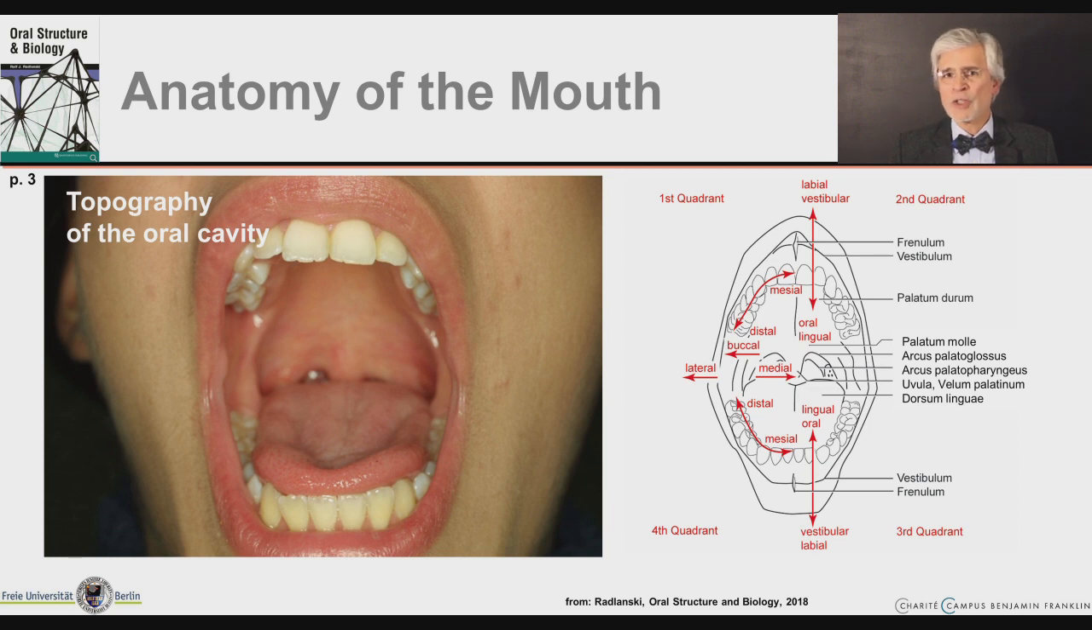This would actually not be necessary because also in the upper jaw the tongue lies palatally against the teeth. In English, this is not so clearly differentiated. There is often the situation called lingual, even when we are in the upper jaw, which is of course okay.